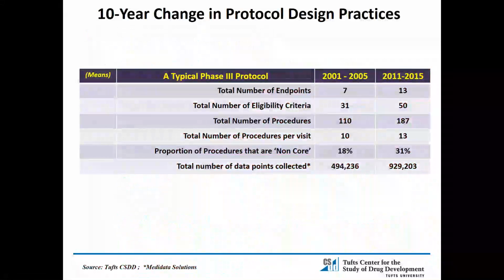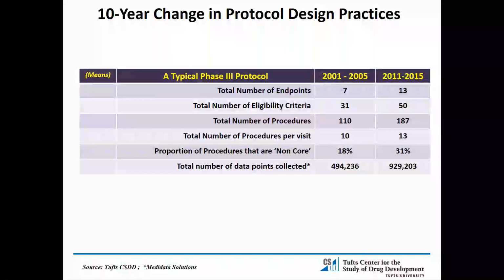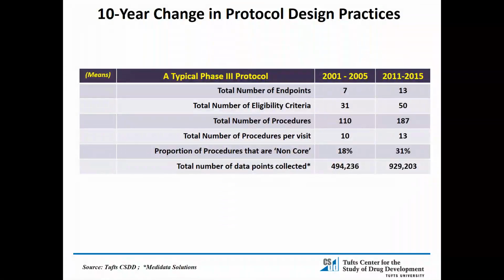This is very recent data that will be published shortly, just characterizing the rapid growth in complexity across a wide variety of measures. And here we're looking at averages within 2 observation periods for the typical phase 3 pivotal trial protocol, separated by a 10-year time horizon. Total number of endpoints has nearly doubled, and I'll show you more about those endpoints in a minute. Total number of eligibility criteria has increased by 60%. The total number of procedures has grown dramatically for the typical phase 3 pivotal trial protocol across all therapeutic areas.